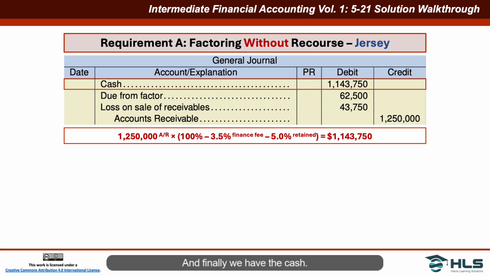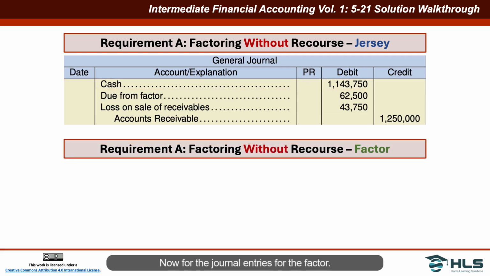And finally, we have the cash. To make the journal entry balance, this works out to a debit of $1,143,750, which we can also prove with a calculation based on the $1.25 million accounts receivable multiplied by 100% minus the 3.5% finance fee minus the 5% retained, or a net amount of 91.5%, and that equals $1,143,750. And that's a complete entry for Jersey.